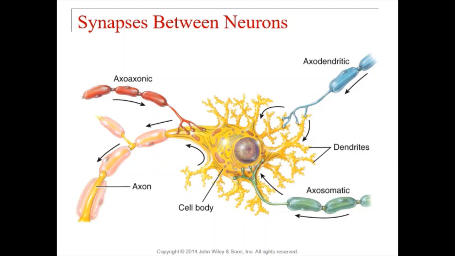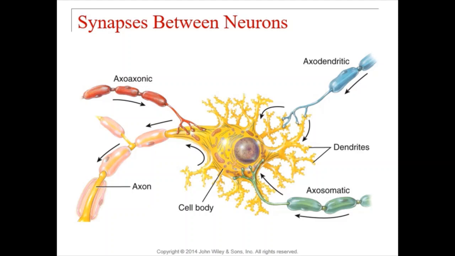It's called axo for axon and axonic for axon. This is basically where the axon of one neuron will communicate with the axon of another neuron. That's an axo-axonic. Think axon to axon. Another synapse is called an axodendritic synapse. Again, just break down the names. Axo for axon, dendritic for dendrite. This is where an axon of one neuron and the dendrite of another neuron will communicate. Think axon to dendrite. That's an axodendritic synapse.